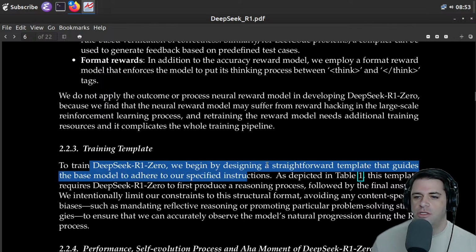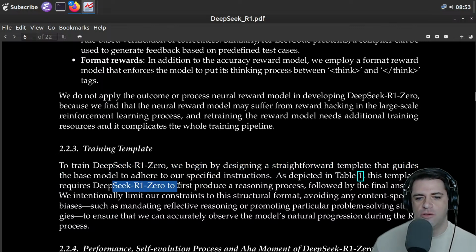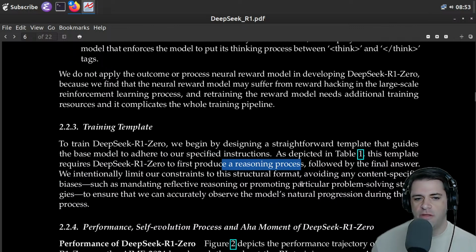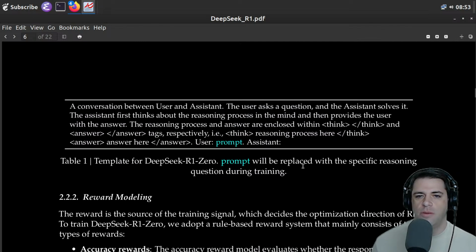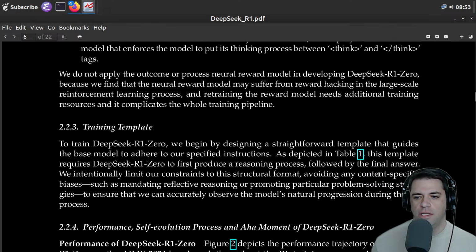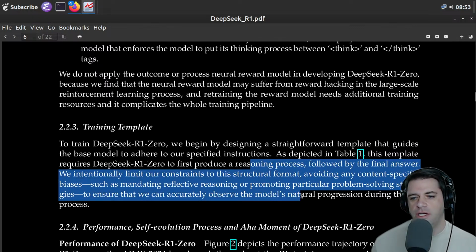And then they talk about designing a straightforward template that guides the base model to adhere to our specified instructions. It requires DeepSeek R1-Zero to first produce a reasoning process, followed by the final answer. And other than having this template, which we looked up here, Table 1, yeah, this is really the only constraint. They don't require you to think in a certain way.